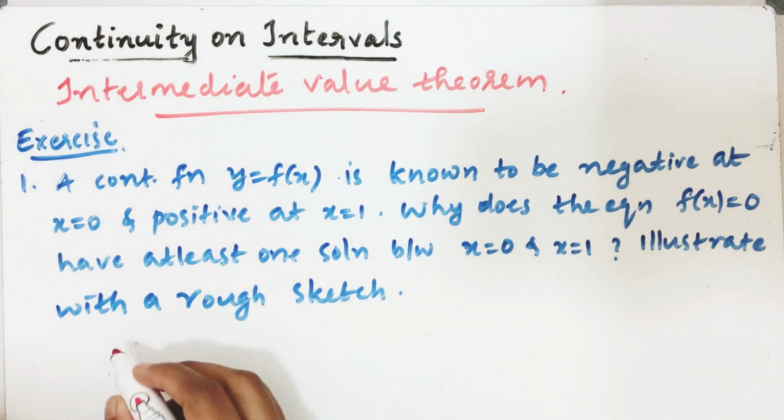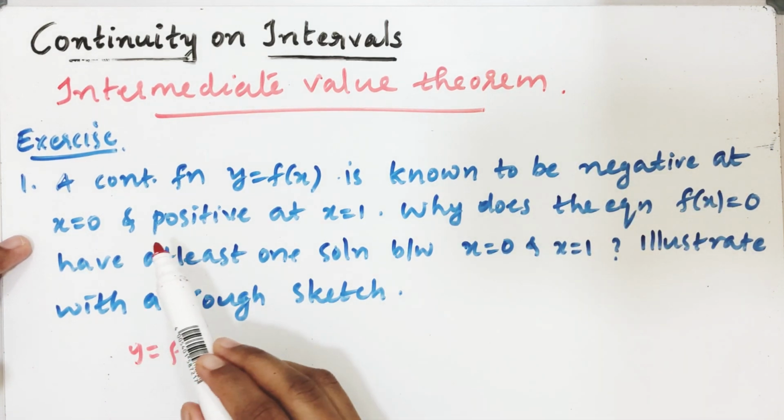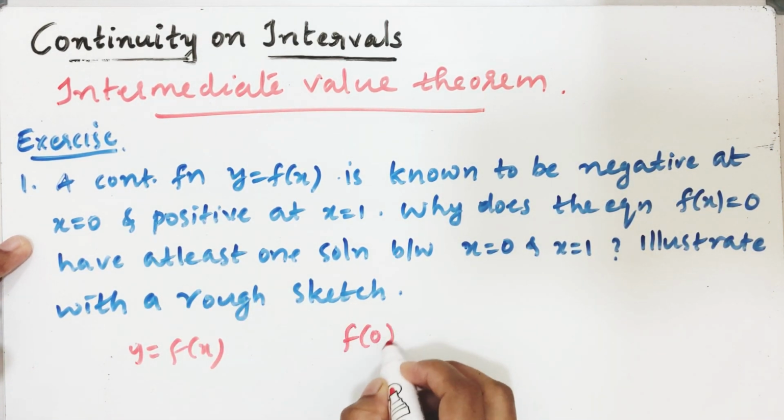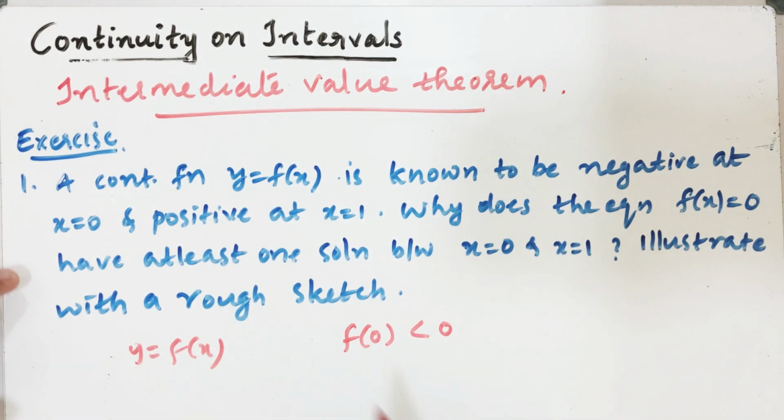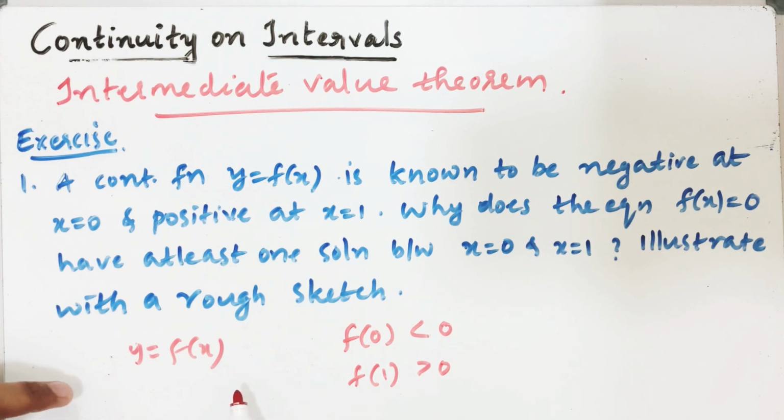Here we have a function y equal to f of x. Given f of x is negative at x equal to 0, or we can say f of 0 is negative, and positive at x equal to 1, so f of 1 is greater than 0. Why does the equation f of x equal to 0 have at least one solution between x equal to 0 and x equal to 1? Since the function is continuous, we know by the intermediate value theorem it takes all the values in between f of 0 and f of 1. Here f of 0 is less than 0 and f of 1 is greater than 0.